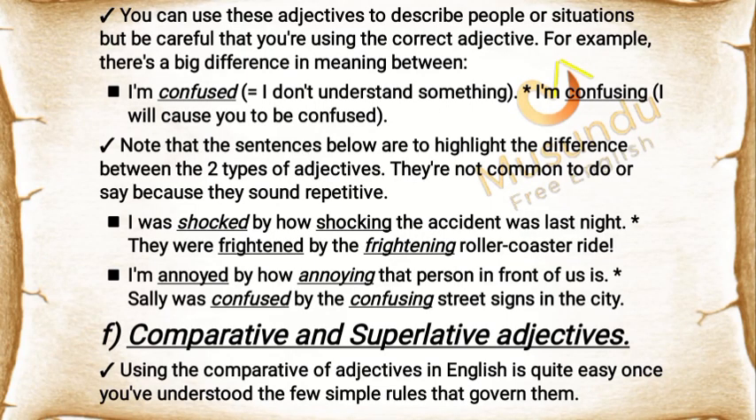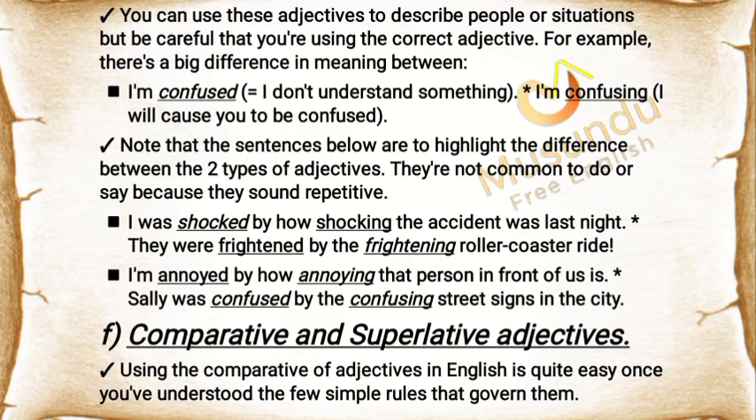Note that the sentences below are to highlight the difference between the two types of adjectives. They're not common to do or say because they sound repetitive. I was shocked by how shocking the accident was last night. They were frightened by the frightening roller coaster ride. I'm annoyed by how annoying that person in front of us is. Sally was confused by the confusing street signs in the city.